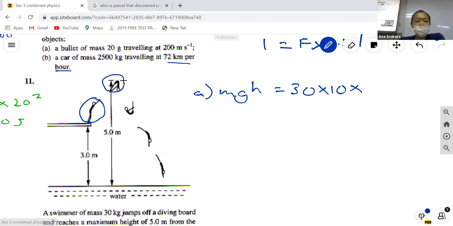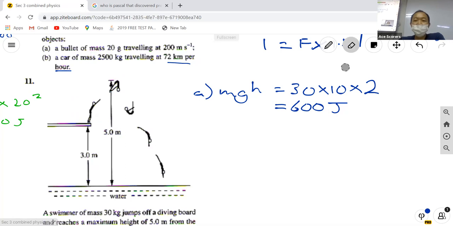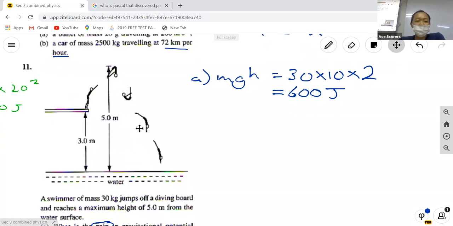Now at this point, does he have GPE? Yes. So they're trying to find the gain. The gain means from this platform to here, which means the distance is only 2 meters, right? 5 meters minus 3 meters. So it's only 2 meters. So 600. So this is the gain. Now, if the question were to ask, what is his GPE here? Then you use 5. You got it? Tricky. Why like that? I don't know. Just have to read properly.